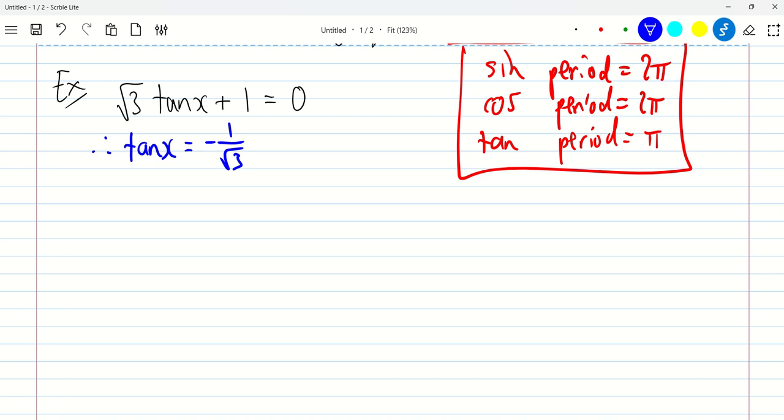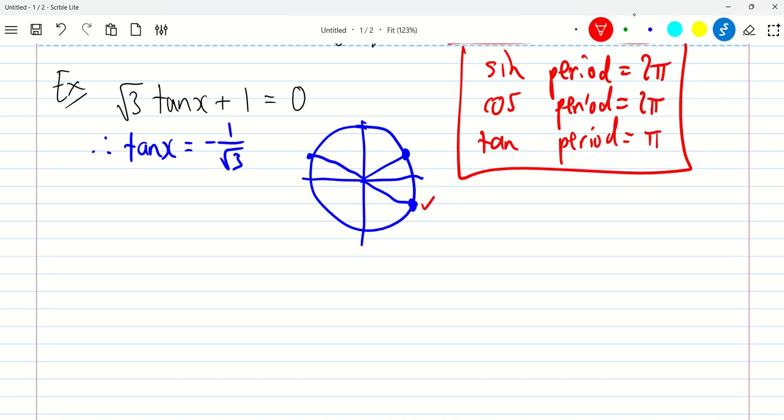Okay. Then we draw our circle. Where is tan equal to -1 on √3? It's equal to 1 on √3 there, okay? But we want -1 on √3, and so that's going to happen there, and also there, okay? So just to make it clear which ones, there, not there, because that was the +1 on √3. So they're the positions where tan is equal to -1 on √3.